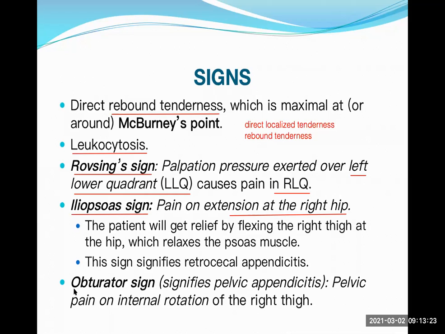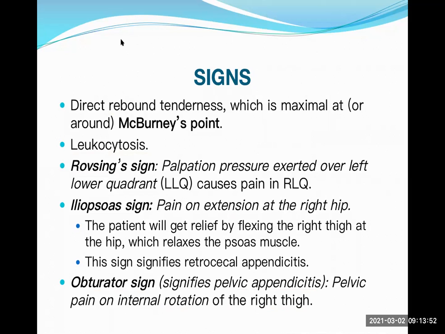Another one is the obturator sign. This obturator sign is positive in case of pelvic appendicitis. This is the second most common position of the appendix. You already know that. So pelvic pain occurs on internal rotation of the right thigh. That is a function of the obturator internus muscle. So that's why the pain occurs there. Now these are the different signs which are seen in appendicitis. Let's move on.